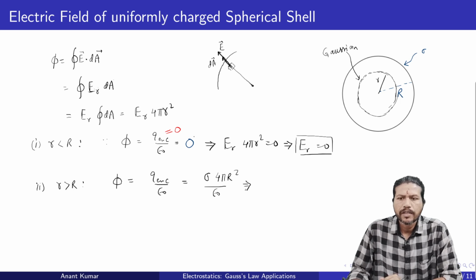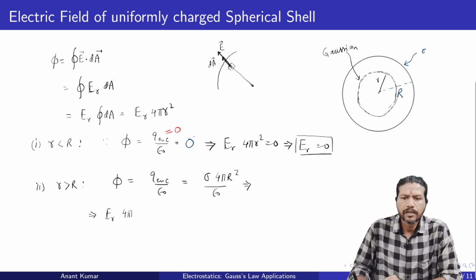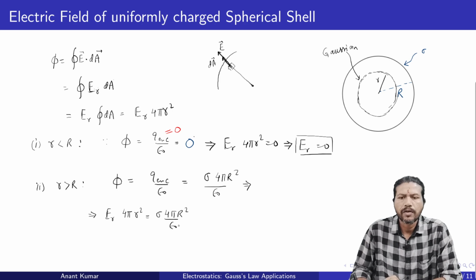So once again, if I replace the expression for phi, what I end up getting is ER, the radial field, into 4 pi r square. But this time this r is the variable r because we are looking at outside points, and this should be equal to sigma into 4 pi capital R square upon epsilon naught. So 4 pi gets cancelled out and we end up getting the radial electric field as sigma by epsilon 0 into capital R square upon small r square.